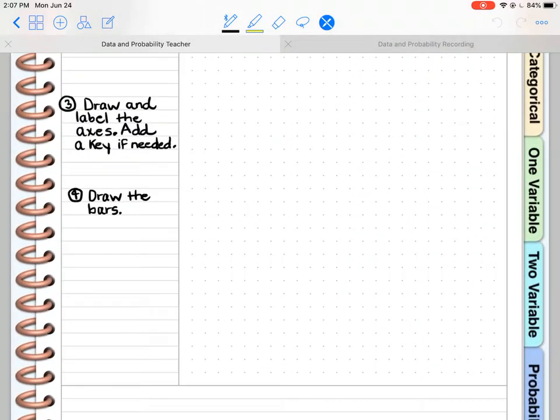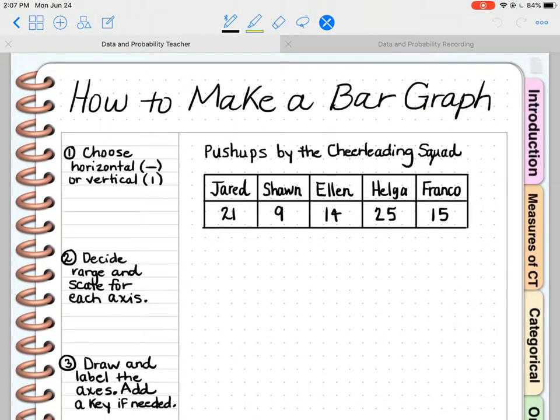First thing you would need to do is collect some data, and I have done that for you here. I looked at push-ups by a college cheerleading squad. I didn't really do this, I'm just making this up, but I talked with a college cheerleading squad and I said, guys, how many push-ups can you do, guys and gals? And Jared said, I can do 21. Sean said 9. Ellen said 14. Helga 25. And Franco 15. So I asked these 5 individuals, how many push-ups can you do? And these were the data that I collected.